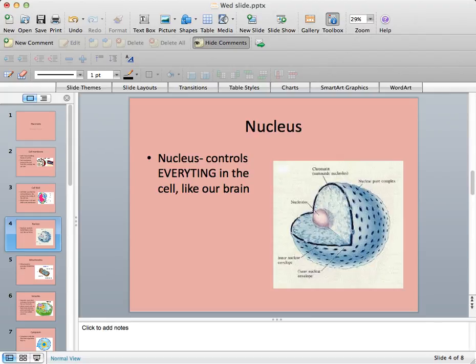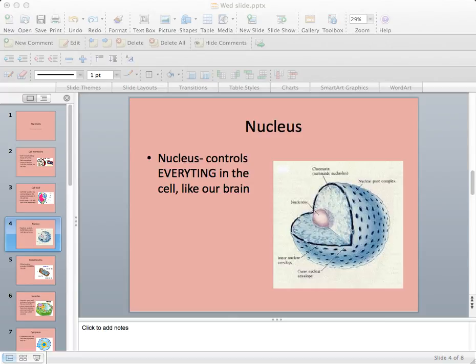Now the nucleus controls everything in the cell, just like our brain. Just like our brain sends signals to the rest of our body, the nucleus sends signals to the rest of the cell. This is the same as in an animal cell. Every cell is going to have one nucleus, and it's always going to perform the same function.